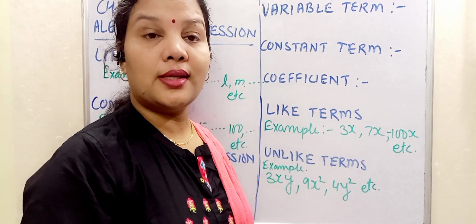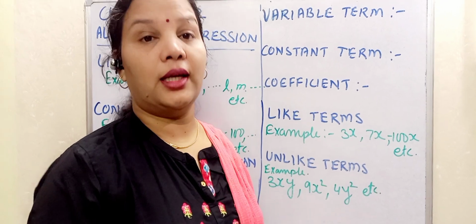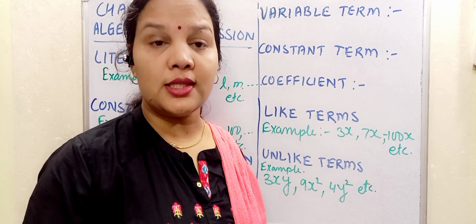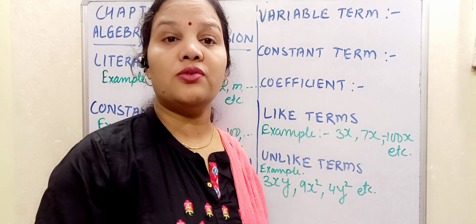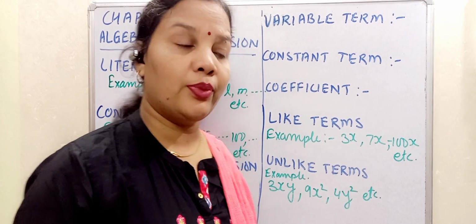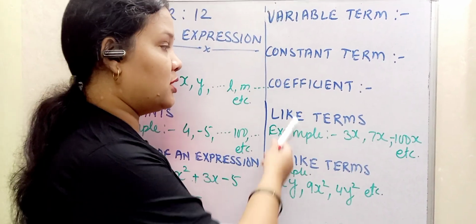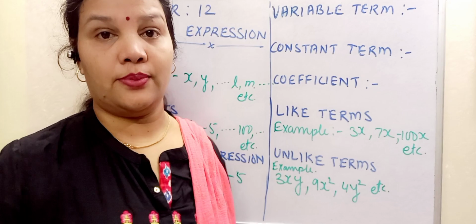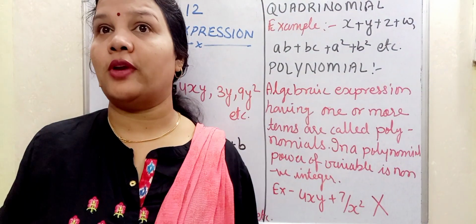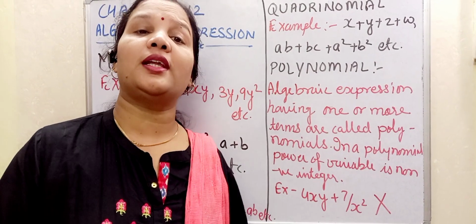So now you understand what like terms and unlike terms are. Like terms are those terms which contain the same kind of variables, and unlike terms are those which are not alike, or do not have the same variables. Okay, so this is the difference between like terms and unlike terms. Now next is the different kinds of algebraic expressions, depending on the number of terms.